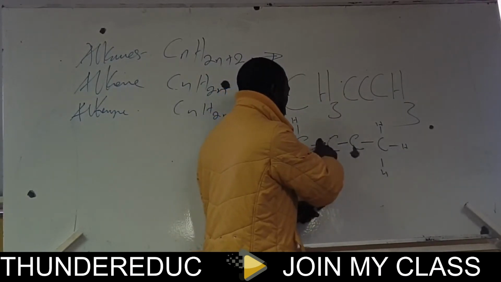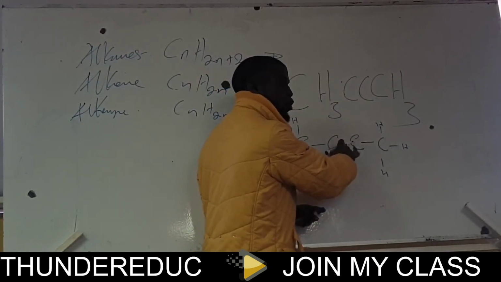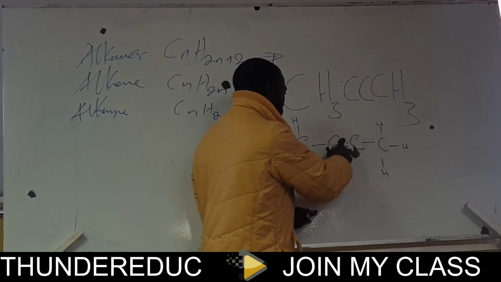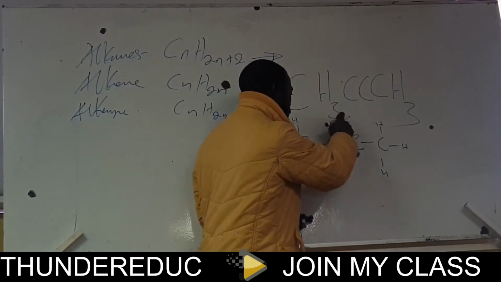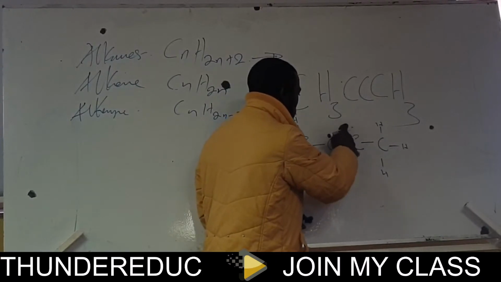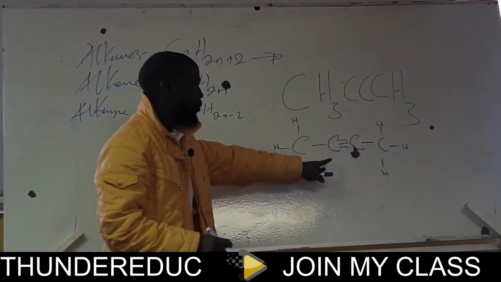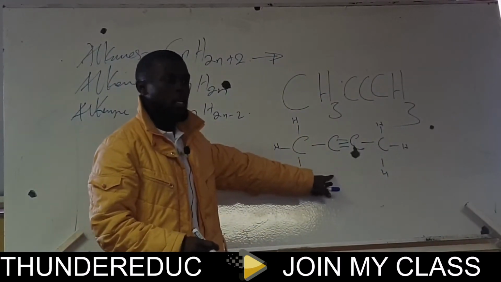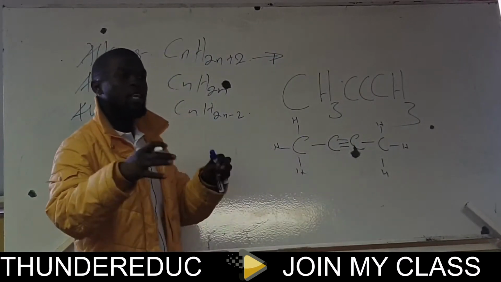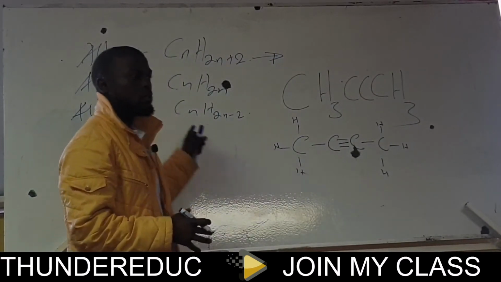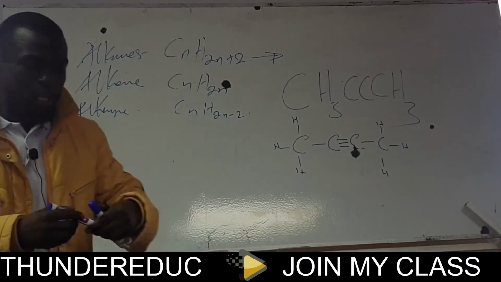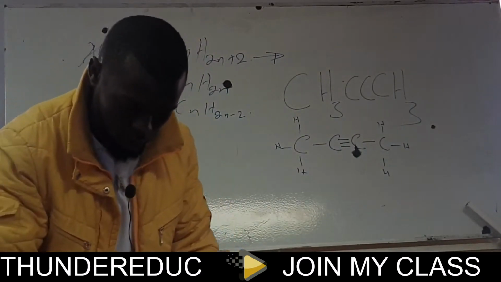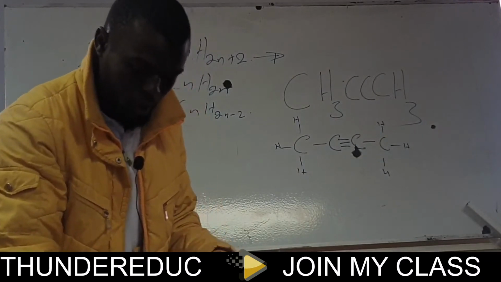So I have, for this one is 1, 2. So I have to add another one. 1, 2, 3, not yet 4. I have to add another one. 1, 2, 3, 4. You see? Now it means that the structure looks like this. Now you ask yourself, the one which has a triple bond is an alkyne. Why am I doing this?